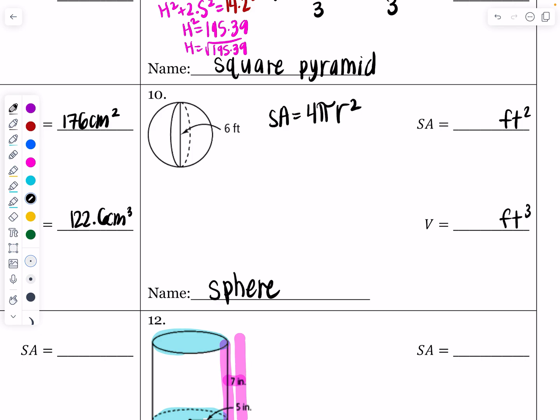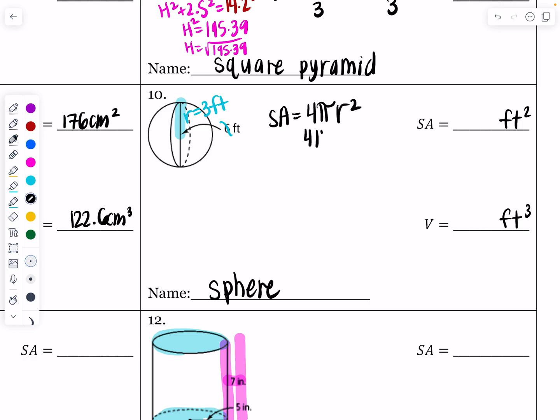We know that this should be left in terms of pi simply because it has a pi in the formula, and it says that in our directions. So if my diameter that it's pointing to is 6, that means that my radius is going to be 3 feet. I'm going to cross out that 6 when I'm done with it so I don't accidentally plug that in.